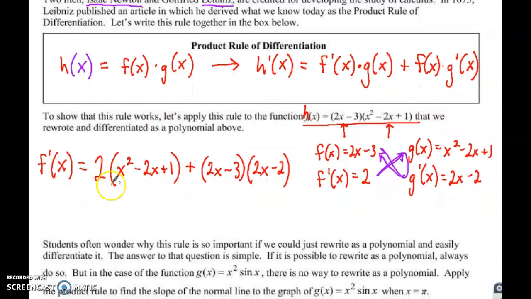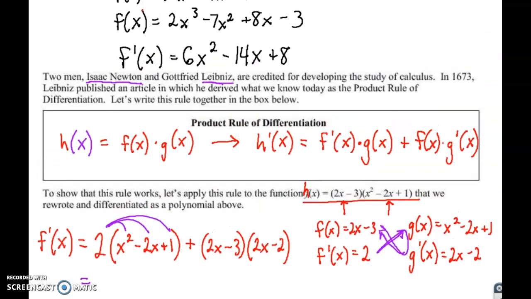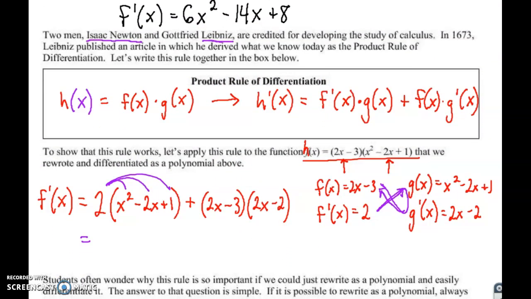So my conjecture then is that if you distribute here, it'll be equal to the original problem that we started with, 6x squared. So let me show you that.